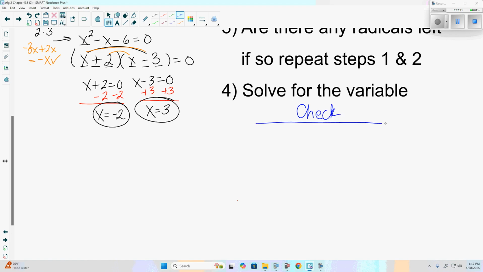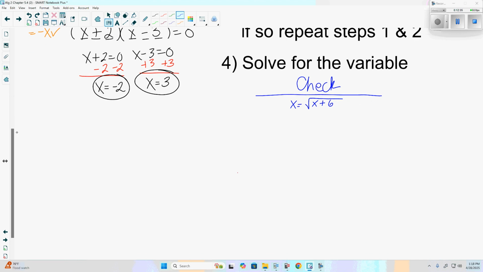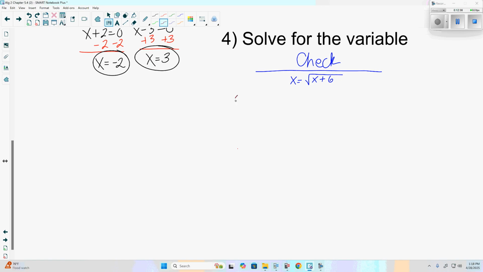Now we're going to check this here because our original equation, x is equal to the square root of x plus 6. And we're wanting to make sure that these values work. So the first one I'll check is 3. We're saying that 3 is equal to the square root of 3 plus 6. Now on the right-hand side, 3 plus 6 is 9. Square root of 9 is 3. Left-hand side is just 3. So 3 does indeed equal 3, so that works. Let's check it with negative 2.